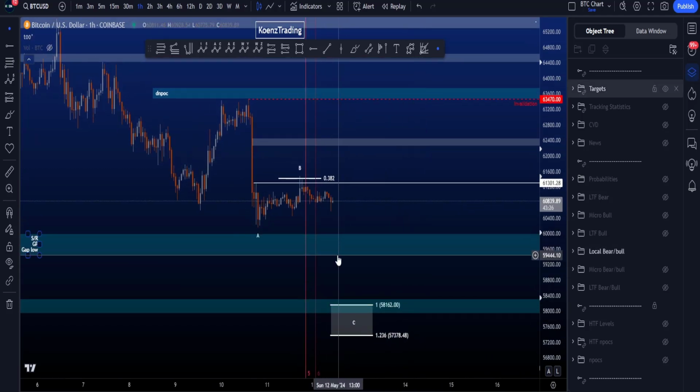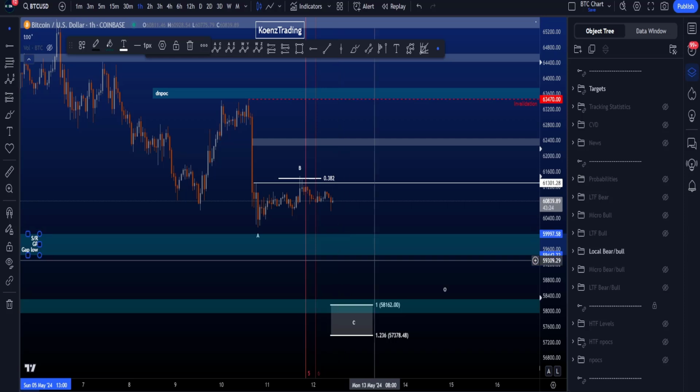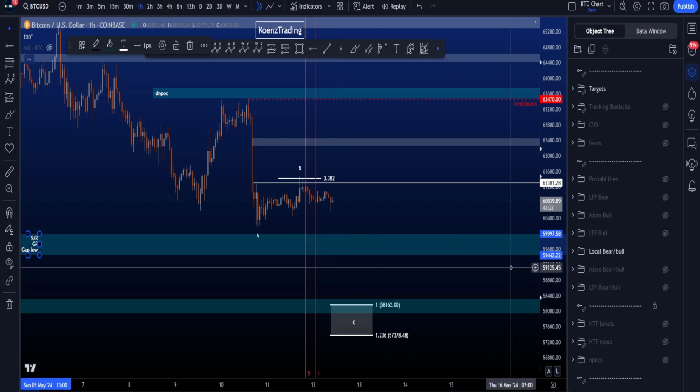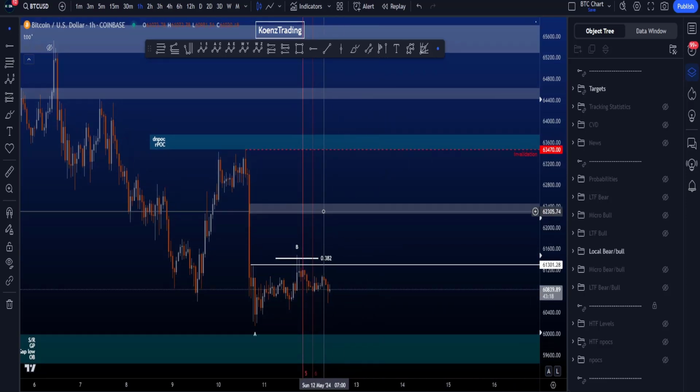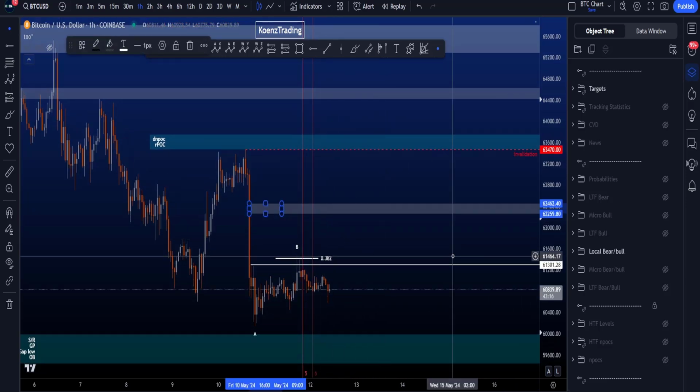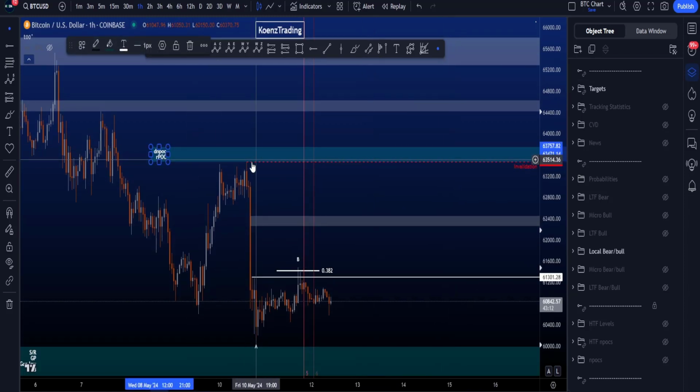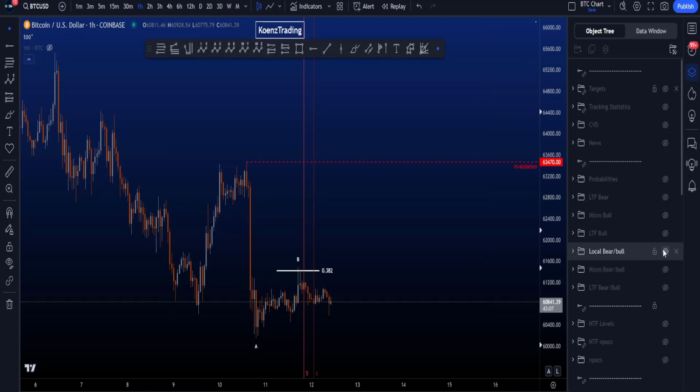We do have some support above this first blue box here, below price, 59.4k to 60k. To the upside, to at least mention some resistance, we have the white box here, 62.2k to 62.4k, and then above, the recent high here, 63.4k to 63.7k.